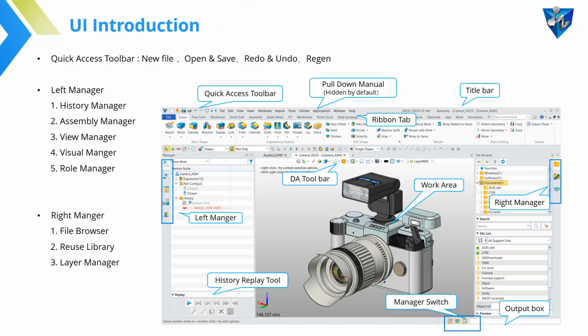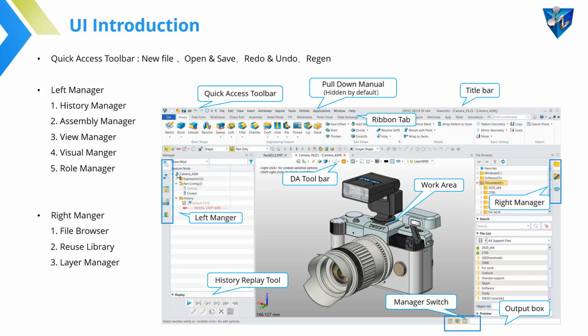In this slide, I will show you the user interface of ZW3D. As you can see from this picture, ZW3D consists of the quick access toolbar, pull-down menu on the top side, and the ribbon tab, which can switch between the different modules. And on the middle top, you can find the title bar.